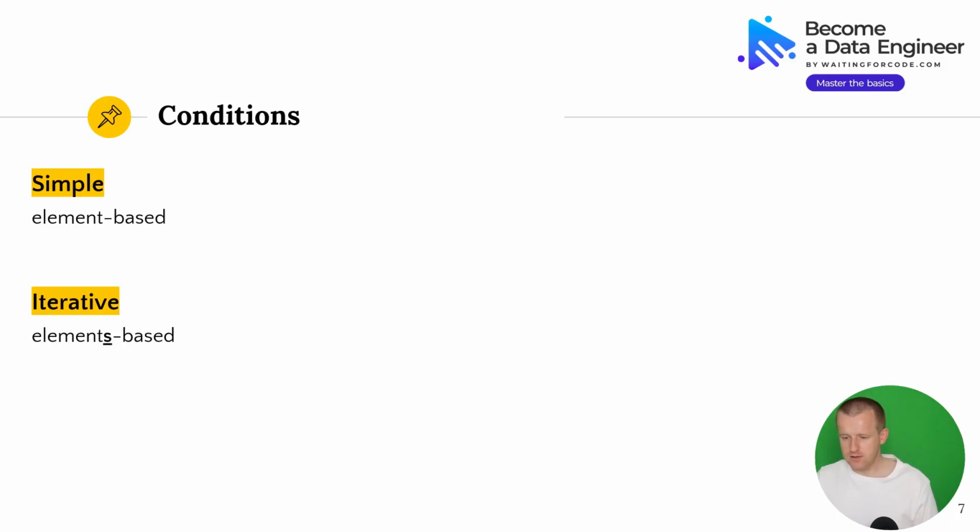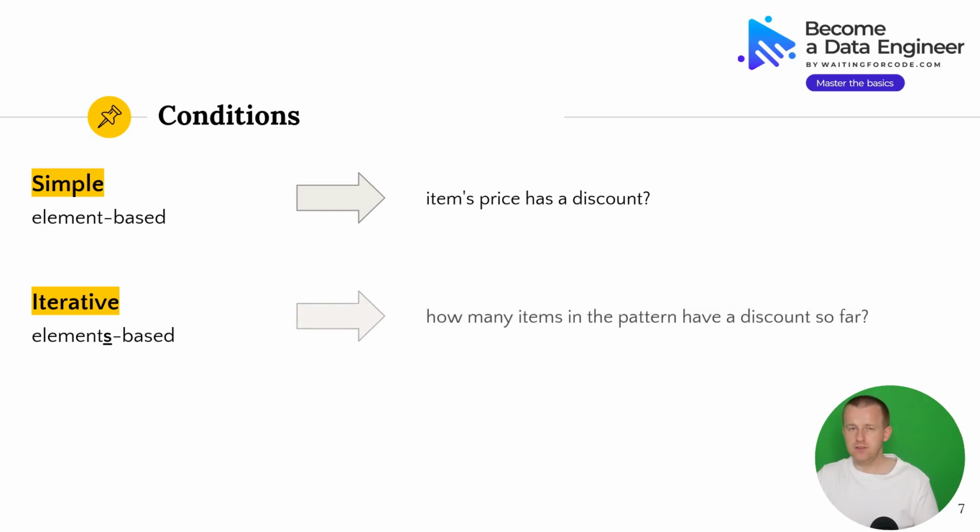So now there are also different conditions. We can have simple conditions, which are a kind of filter expression you saw previously, namely whether the item that has been added has a discount, and iterative conditions that rely on past elements, so on the state that is already available. For example, in the same category, you may ask how many items seen so far or added to the basket so far have a discount.